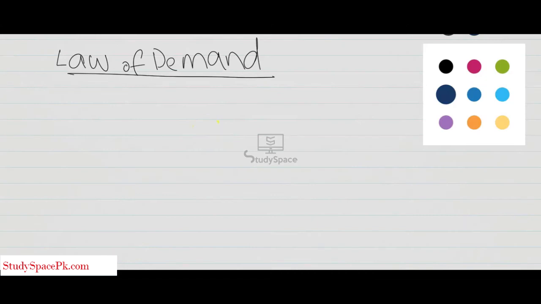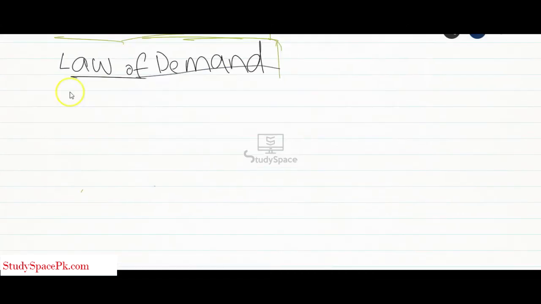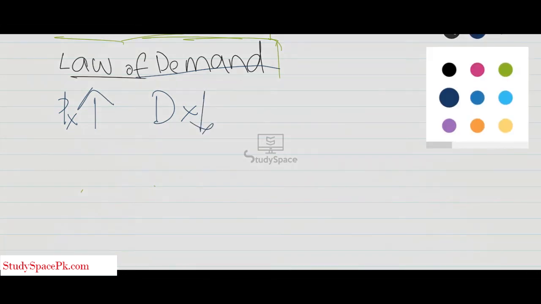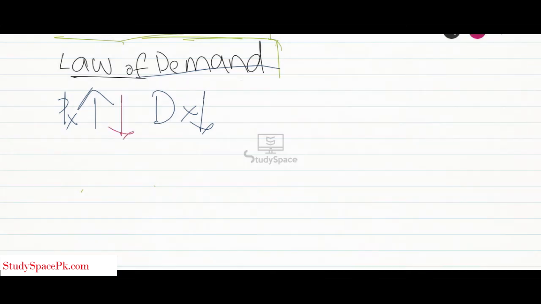So now let's move on and talk about the law of demand. The law of demand states that the price of a product has a negative relation with the demand for the product. What does this mean? This means that if the price of the product rises, the demand for the product falls, and if the price of the product falls, the demand for the product rises. Right? And this can be shown graphically in the following graph.